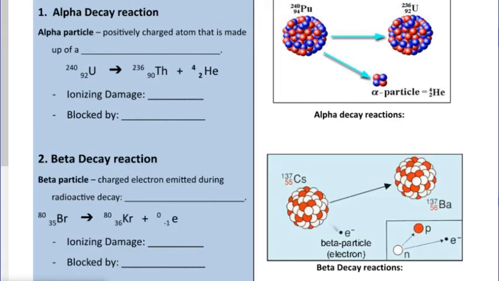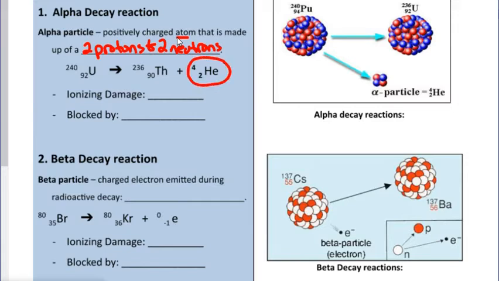Okay, so there are 4 major types of decay that we're going to outline here. And we're going to look at them in terms of increasing damage to cellular tissue, or increasing ionizing damage. And the first one, which we call alpha decay, alpha being the first letter in the Greek alphabet, is the least damaging. This is the simple kind of puny radiation that a lot of radioactive material undergoes. And so an alpha particle is a positively charged atom that is made up of 2 protons and 2 neutrons. And quite simply, it's just a helium atom.